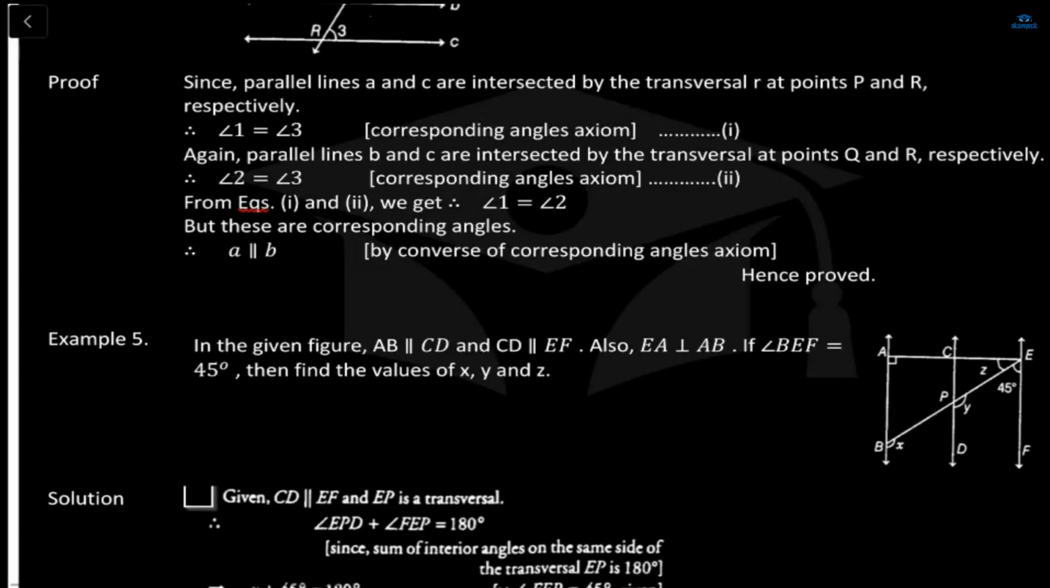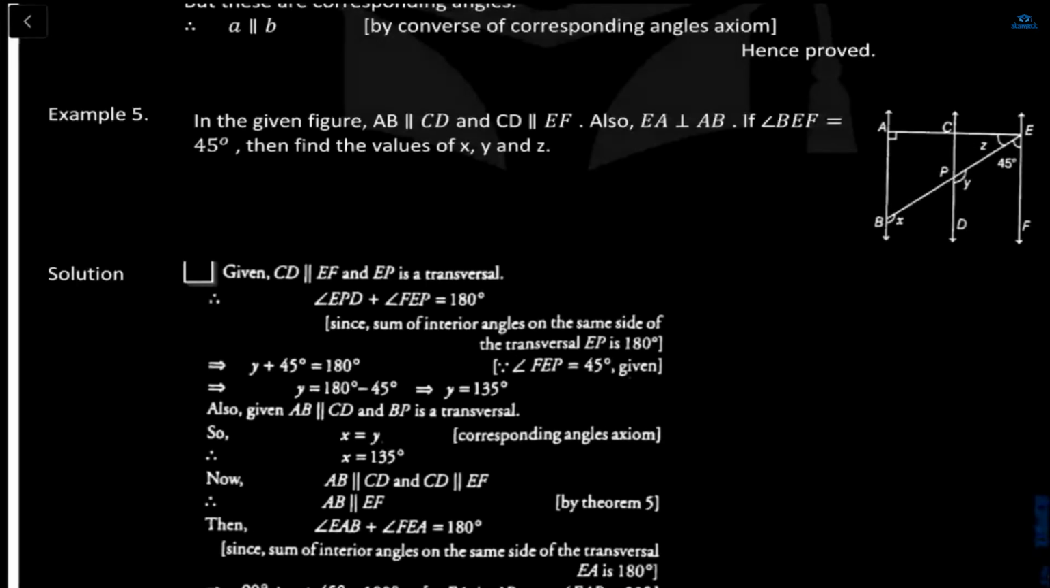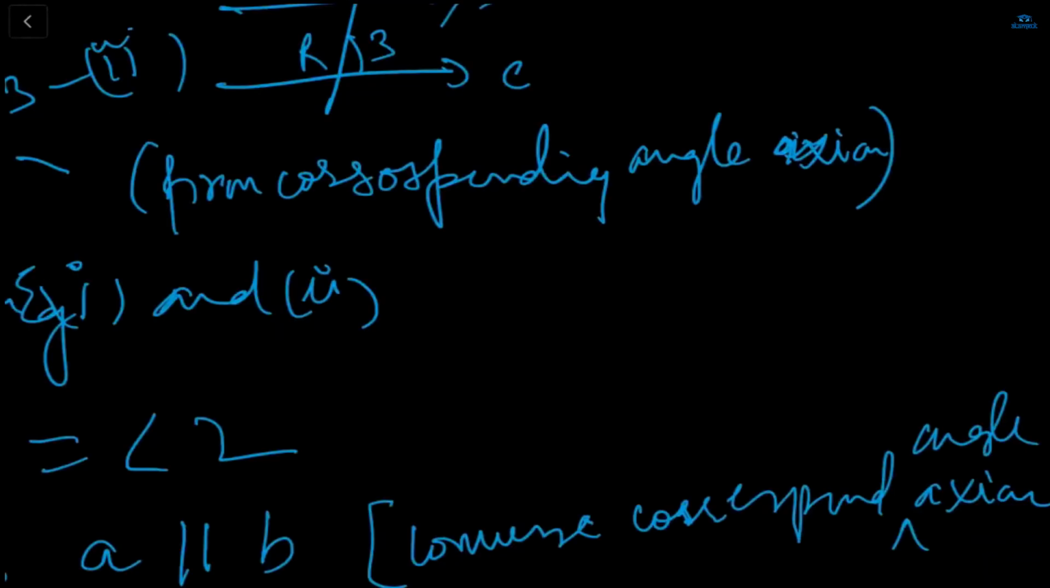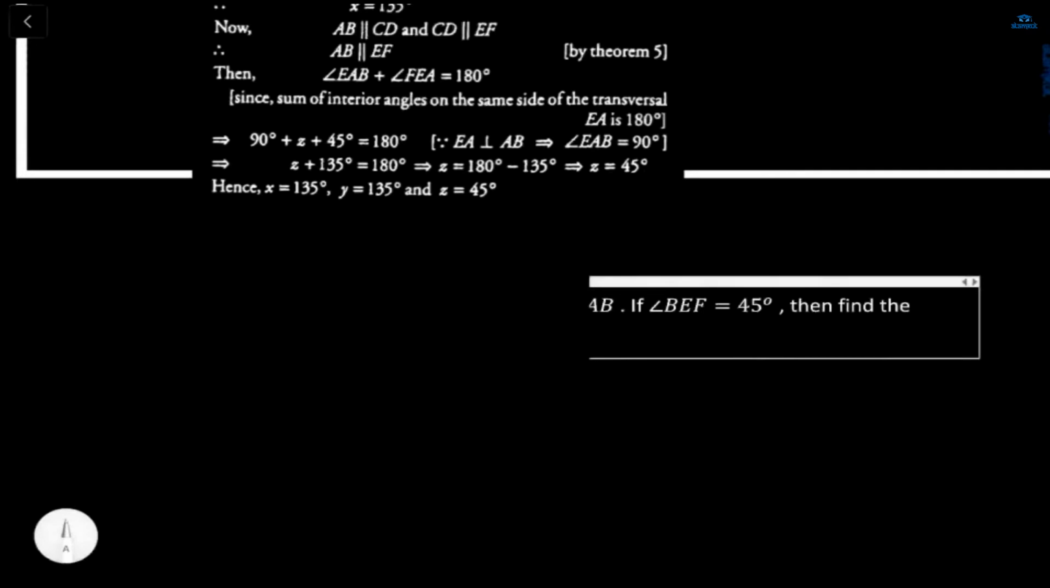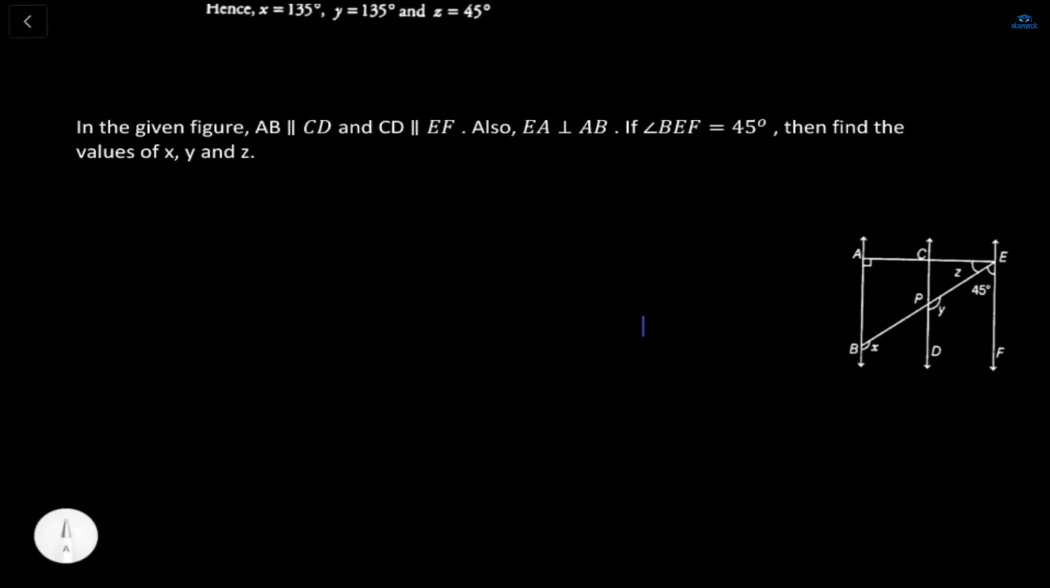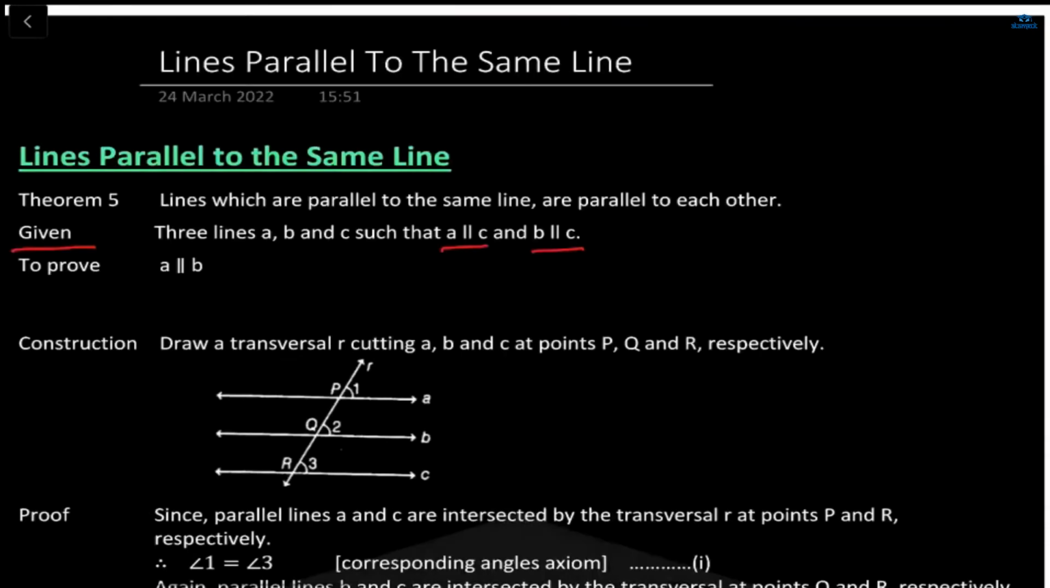So now let's see the question. In the given figure, AB is parallel to CD. Let me copy the question. Now here is your question. The line AB is parallel to CD and CD is parallel to EF. That means AB will be parallel to EF also, from the parallel line theorem: lines parallel to the same line are parallel to each other.